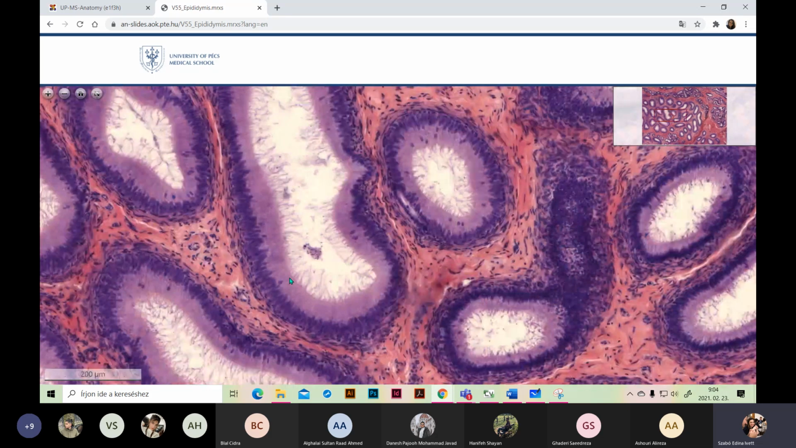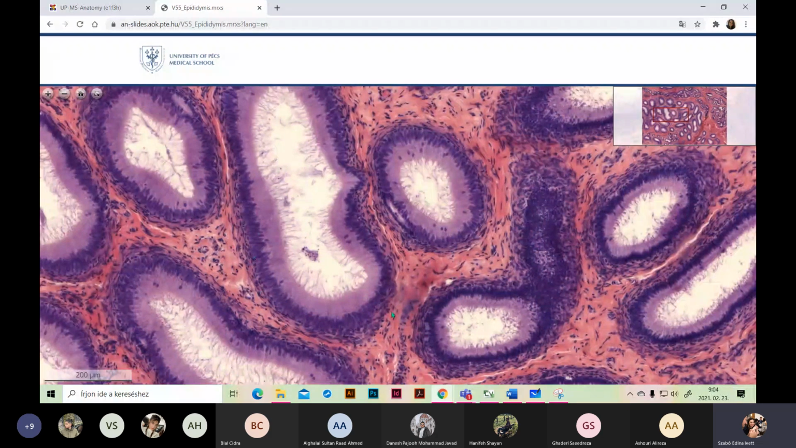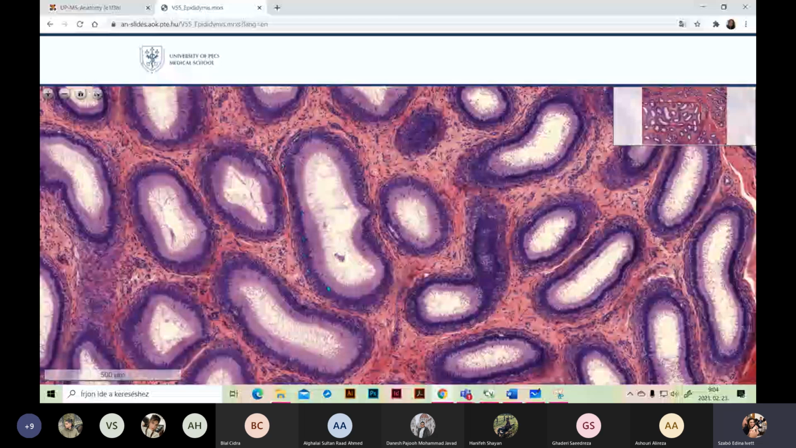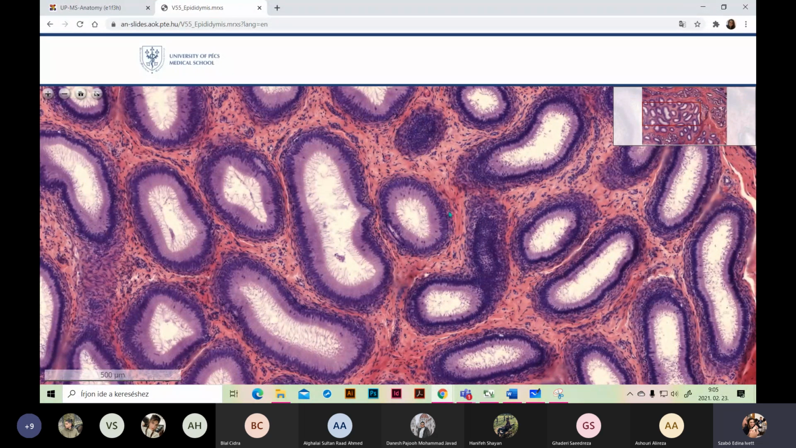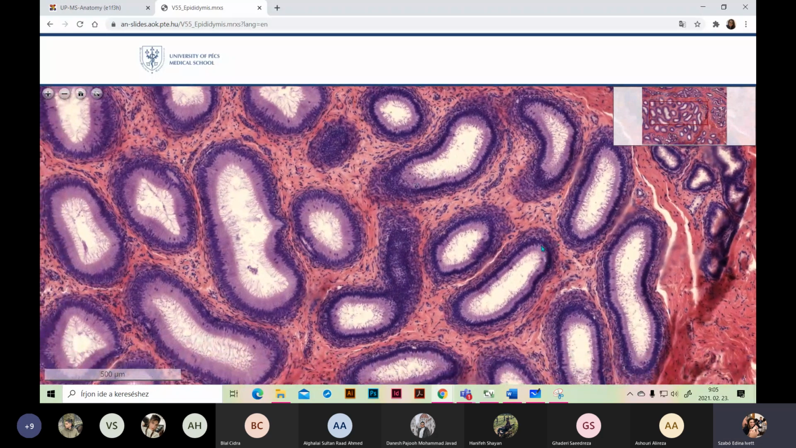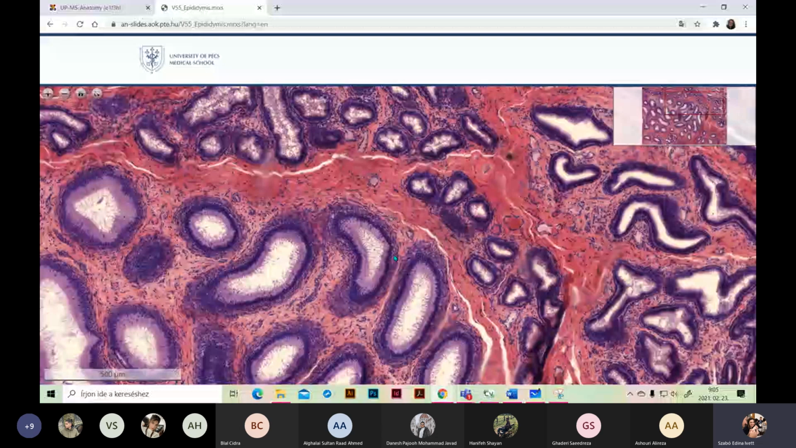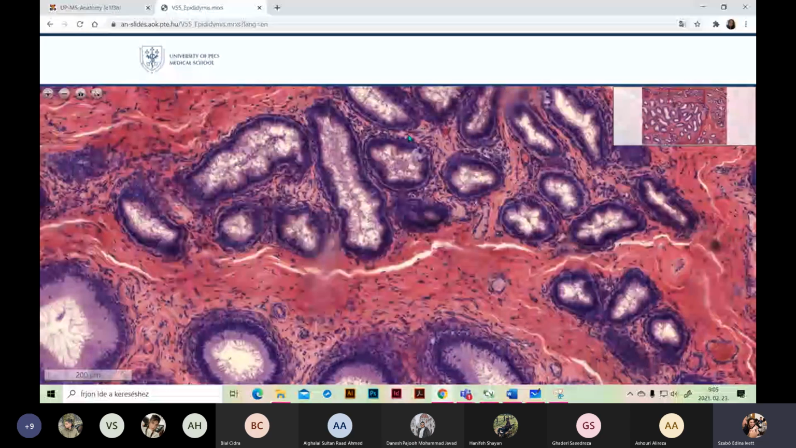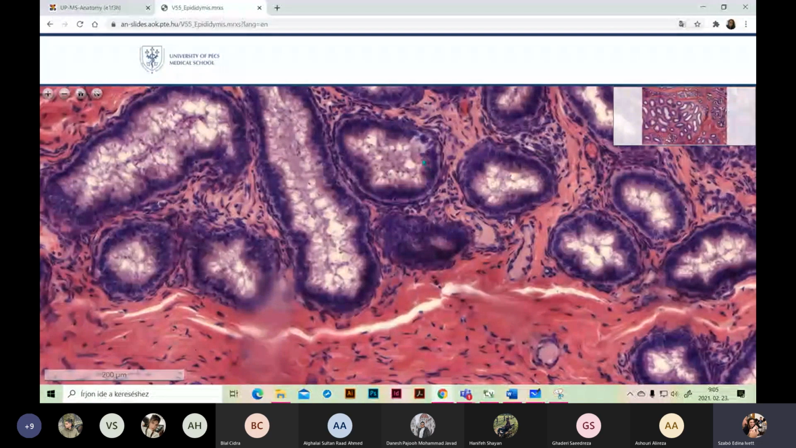Okay, and these will be the cross-section of duct of epididymis, the nice ones with regular shape and with regular epithelium. And these are the cross-section of duct of epididymis. Okay, and let's see the smaller ducts, the ugly ducts. They will be irregular, with irregular shape and irregular epithelium.